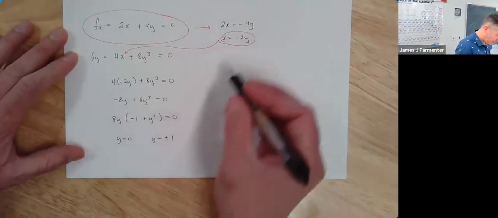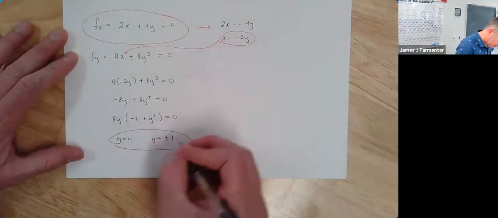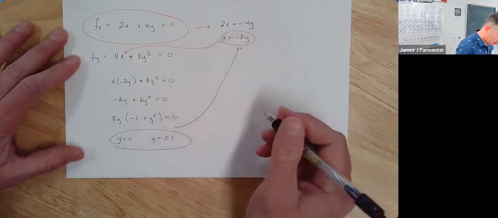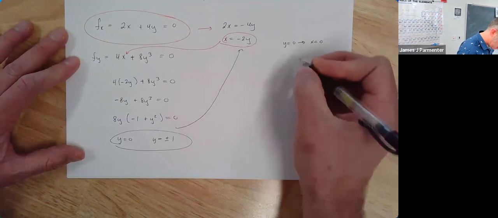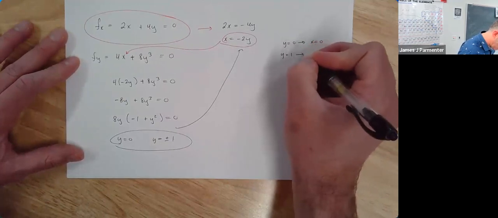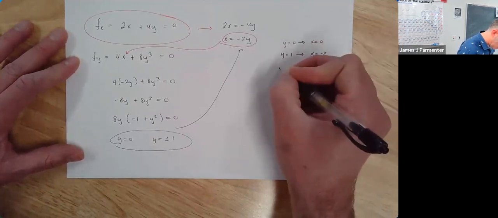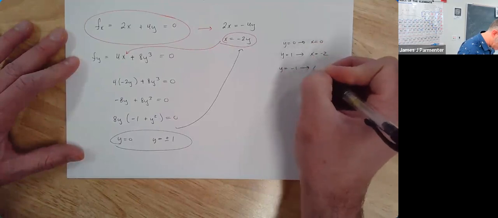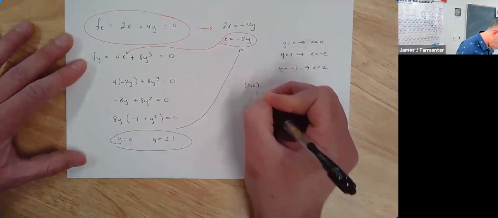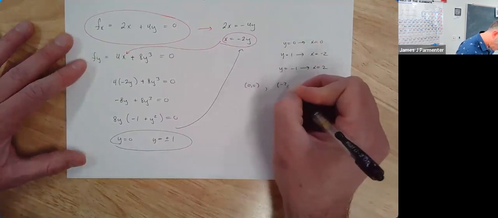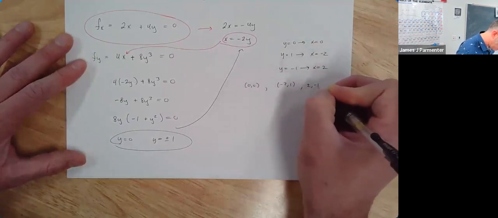So then we're going to take our y values and plug them back into our relationship here. If y equals 0, we get x equal to 0. If y equals 1, we get x equal to negative 2. And if y equals negative 1, we get x equal to positive 2. So our 3 critical points are (0, 0), (-2, 1), and (2, -1).